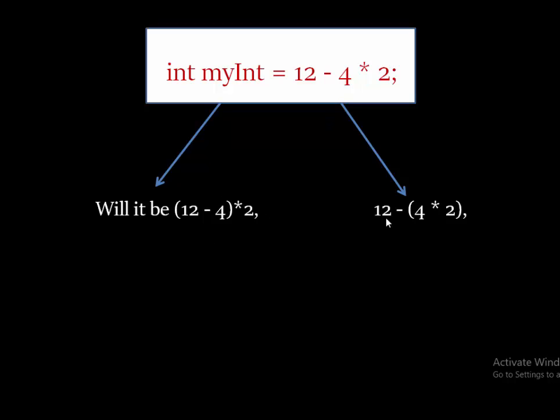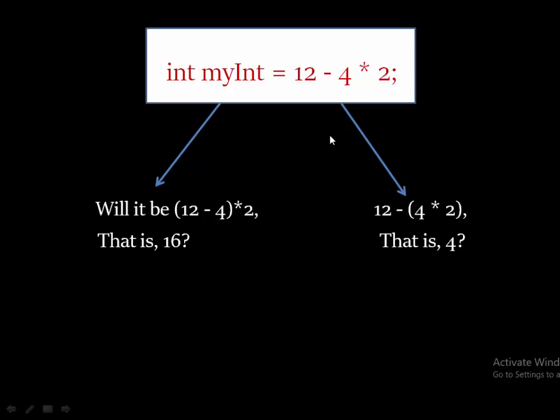Is it right? Or if the expression is solved like this, 12 minus 4 into 2, that means multiplication will be performed first before subtraction. What will be the answer? 4 into 2 is 8. So 12 minus 8 is 4. So what will be the answer of this expression?